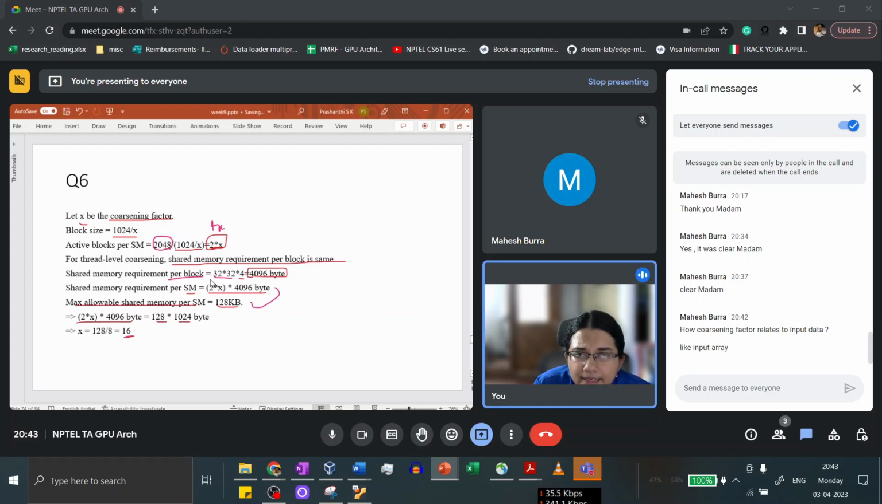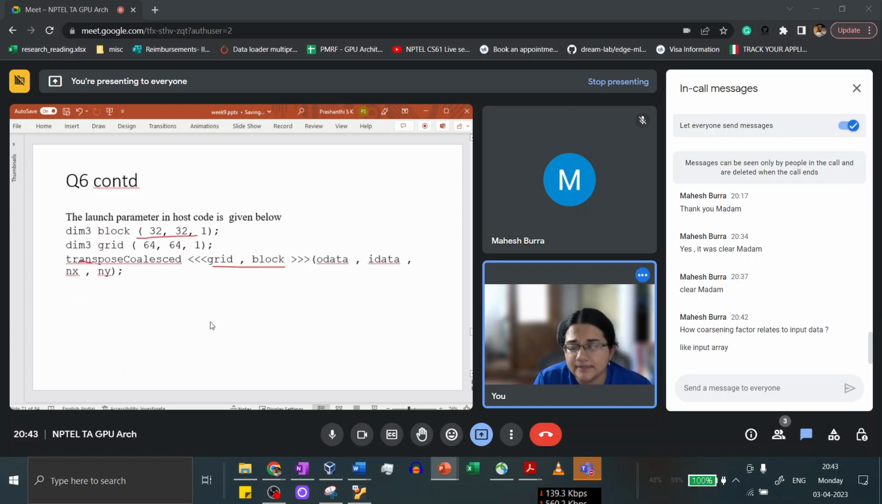Here there's a multiplicative factor of 2, so here also there's a multiplicative factor of 2, so this would become 8. So you can see how the coarsening factor changes with the block size and your number of threads per block, right? And these kind of depend on your problem size. So indirectly your coarsening factor definitely depends on the problem size.